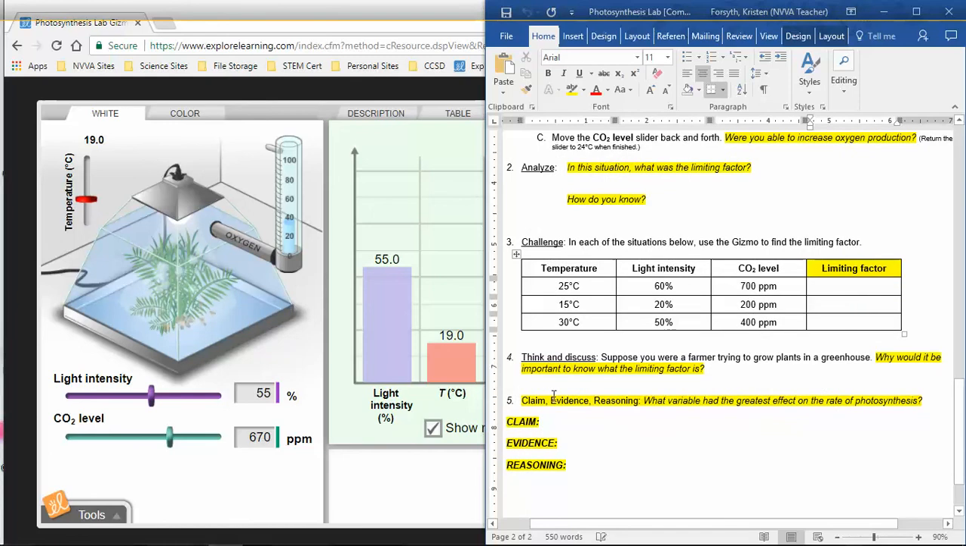And then your CER, we went through this in Class Connect. So if you're confused on the CER, watch the Class Connect recording from Tuesday, November 7th, and you should be able to get some help with that.